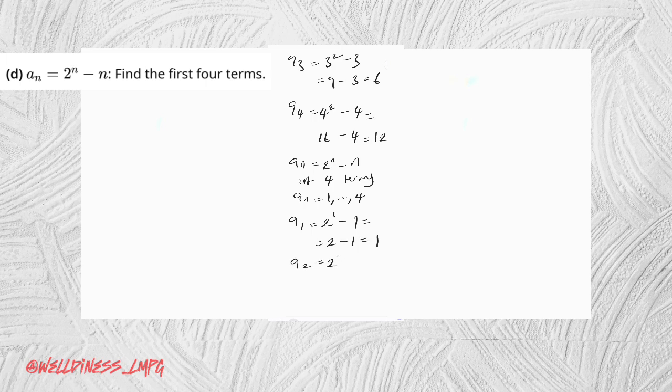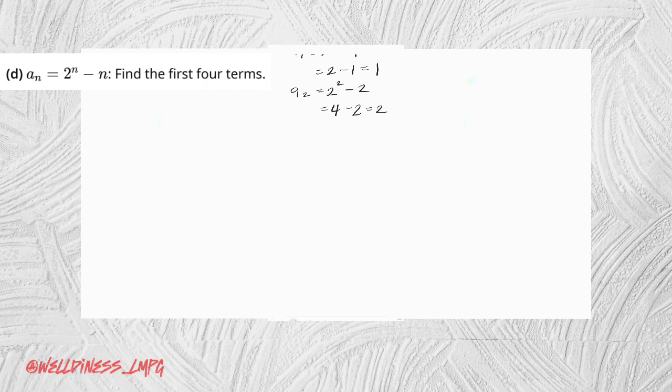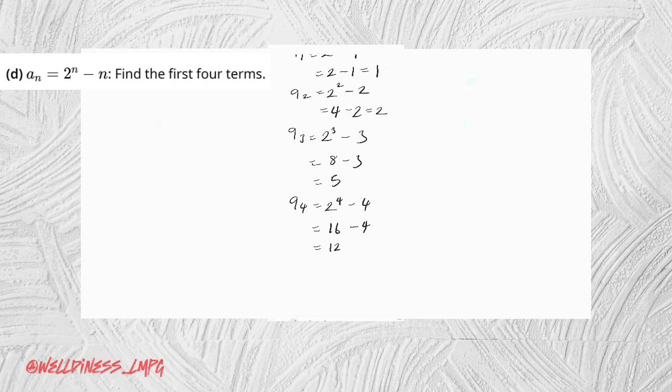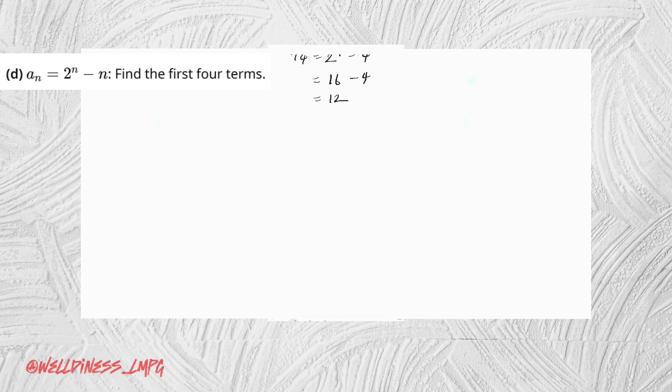Now for a2, you slot in 2 into our n, and we're going to have 2 raised to 2 minus 2. 2 raised to 2 will give you 4, and 4 minus 2 will give you 2. Now for a3, all we have to do is substitute 3 into our 2 raised to n minus n, and 2 raised to 3 will give you 2 times 2, 4, 2 times 4, 8. 8 minus 3 will give you 5. And for a4, which is the last but not the least, all you have to do is substitute 4 into our n, and that will give us 2 raised to 4 minus 4. And 2 raised to 4 is 2 times 2, 4, 2 times 4, 8, 2 times 8, 16, minus 4. And 16 minus 4 will give you 12. And with that, we have gotten our first four terms.